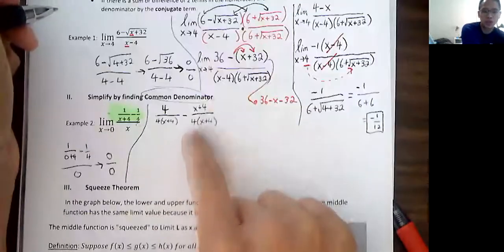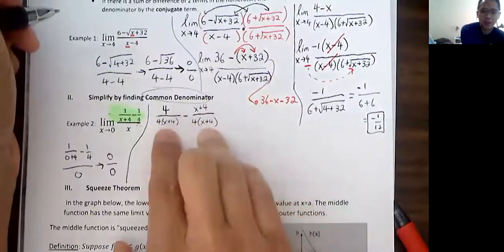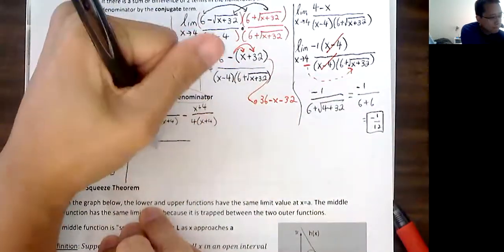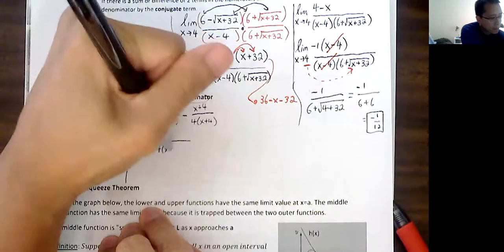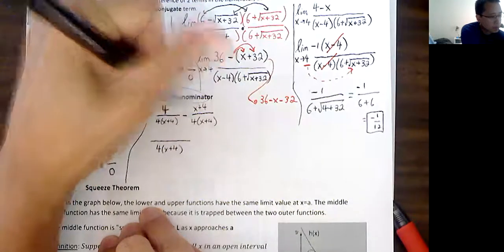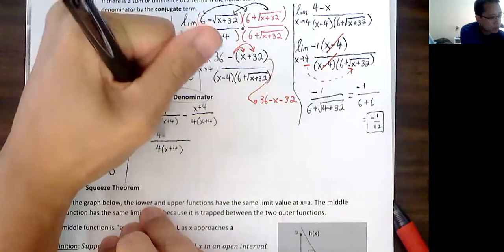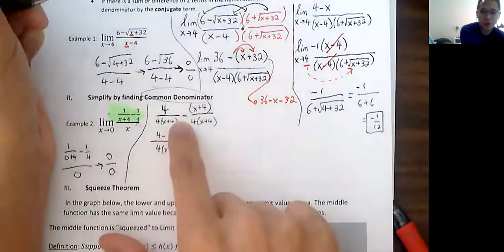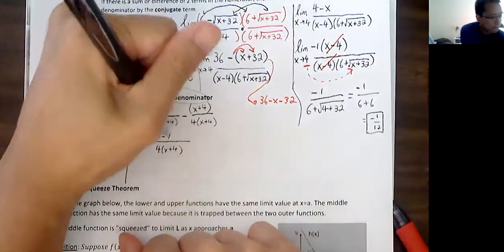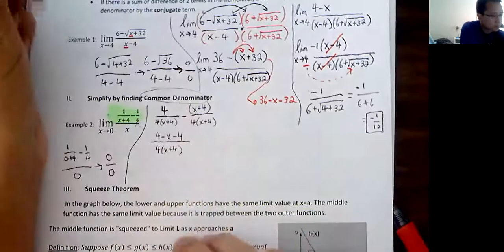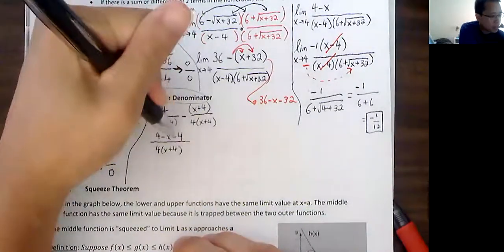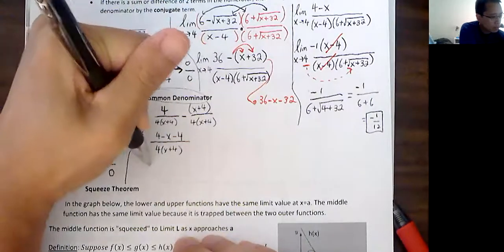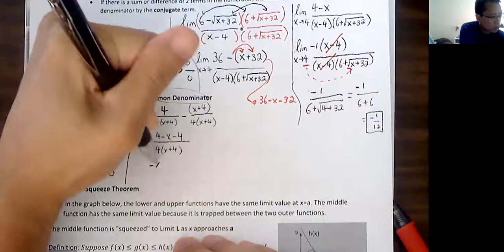So I'm just focusing on the numerator here. Now that I have common denominators, I'm going to push these together to be one fraction, and I'm going to combine the numerators together. So 4 minus, now this minus is going to affect everything that comes after it, so it's going to be 4 minus x minus 4. This leaves me with negative x over 4 over x plus 4. Now that is just going to be for the numerator portion here.